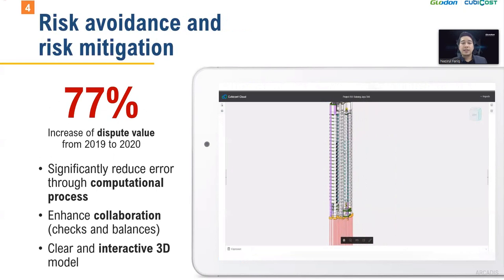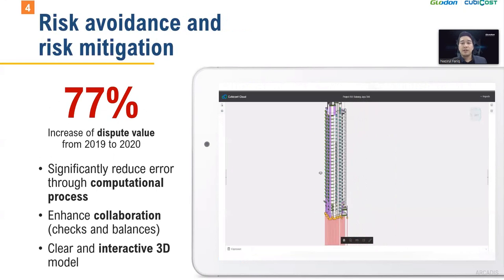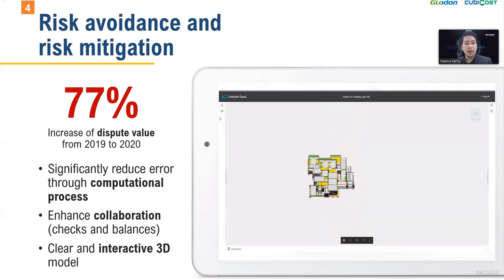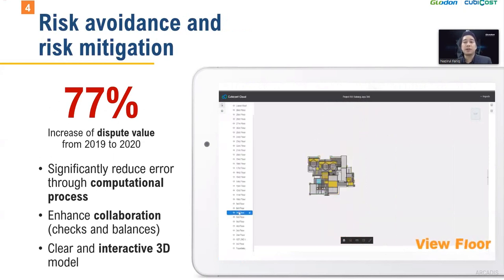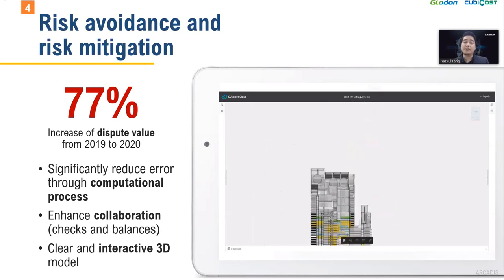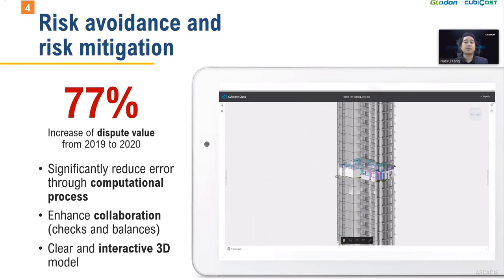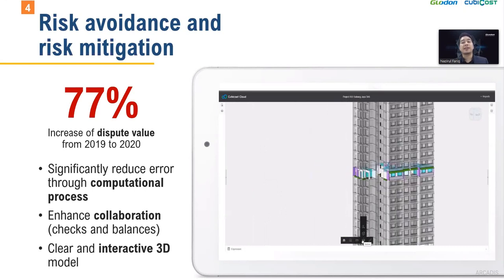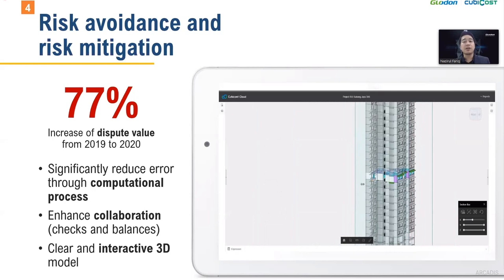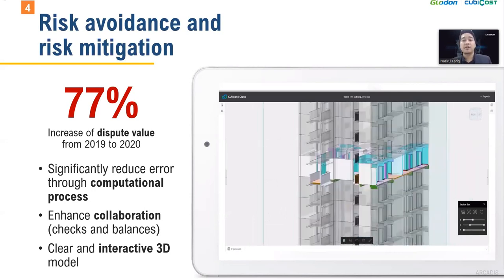And also, another report that I read recently: from 2019 to 2020, there was an increase in dispute value of 77%, from 31 to 54 million USD. And as cost or risk professionals, we should look more to the solutions that can help us avoid any future discrepancies or contract disputes due to calculation errors. Because all these things are actually a direct cost.